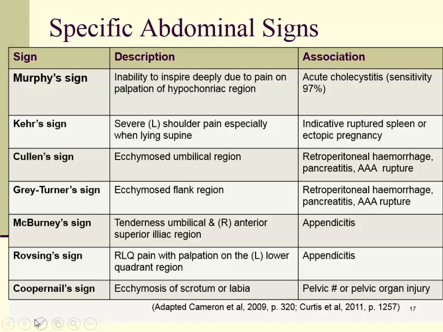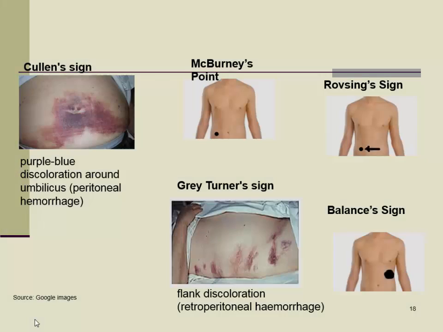And then you have various ones which are associated with different flank pains, scrotum pains, umbilical pains, where you have ecchymosis or bruising of those particular areas. And there's just examples of those specific abdominal signs that we've actually gone through and what you'll be looking for and the location of those different bruises and ecchymosis.